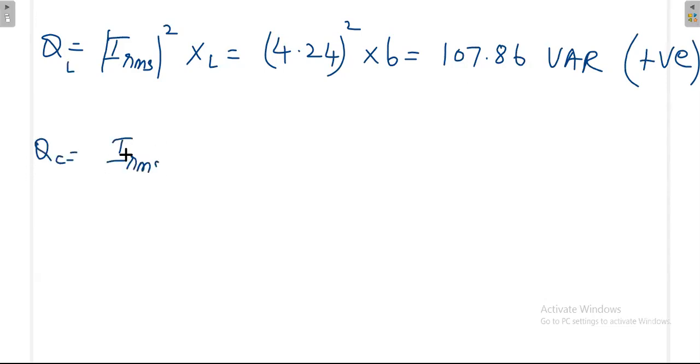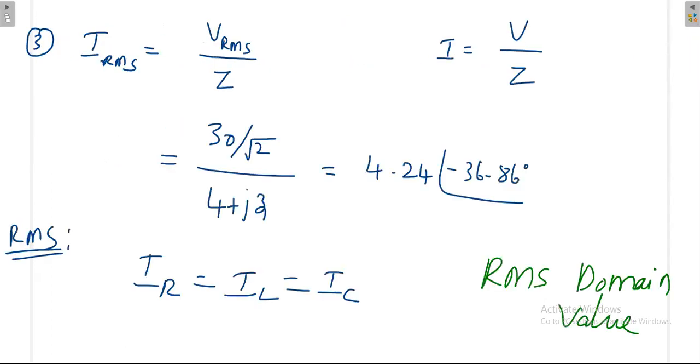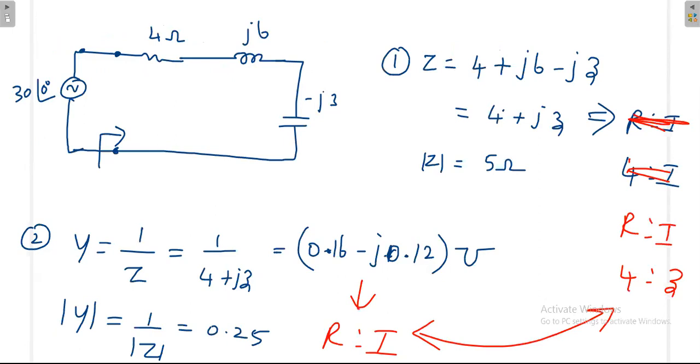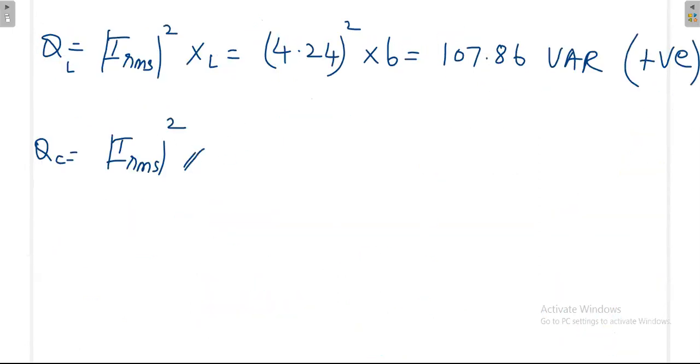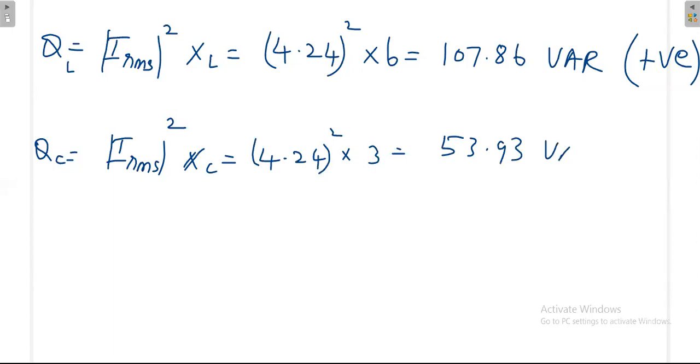For the capacitor, what is the power across the capacitor? That is I RMS square, then what is the capacitance value? The capacitance value is minus j3, so I will take 3 here. That is XC. So 4.24 whole square into 3. Now this is 53.93 volt ampere reactive, but this is a negative power, because there minus j is there. So this is positive, this is negative.